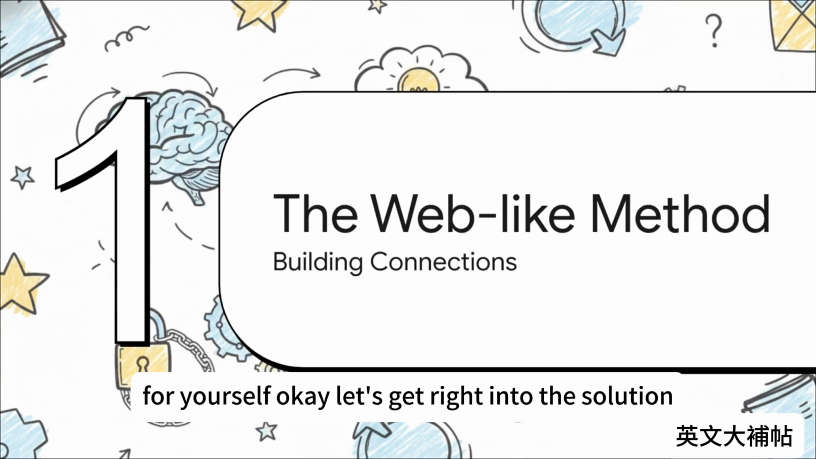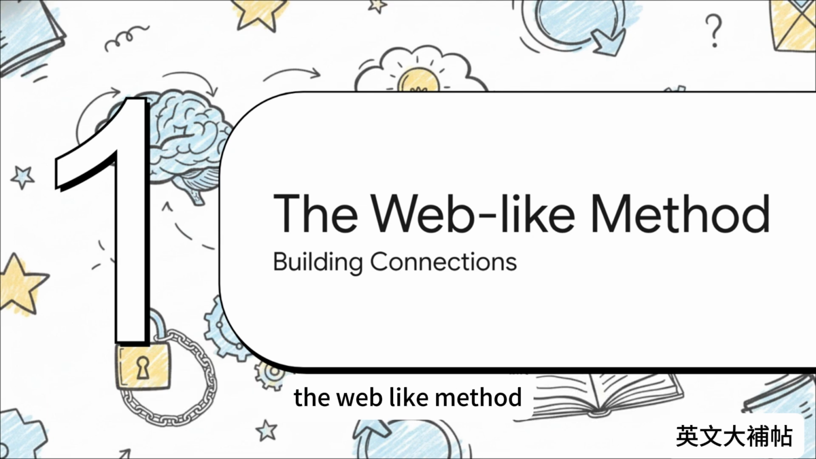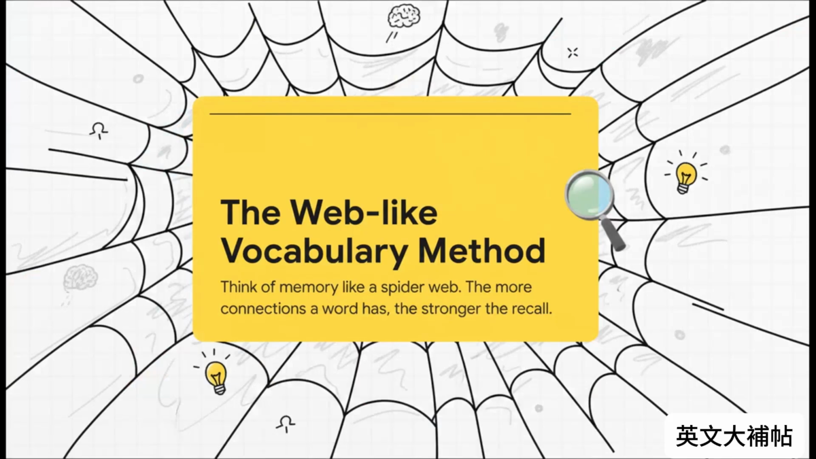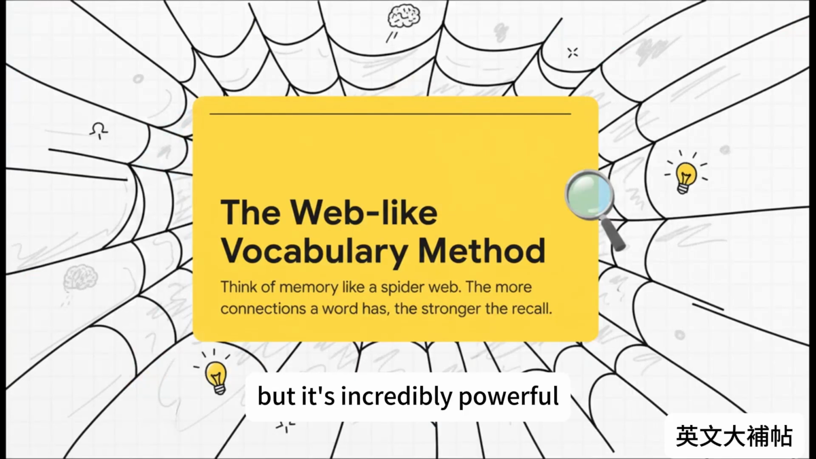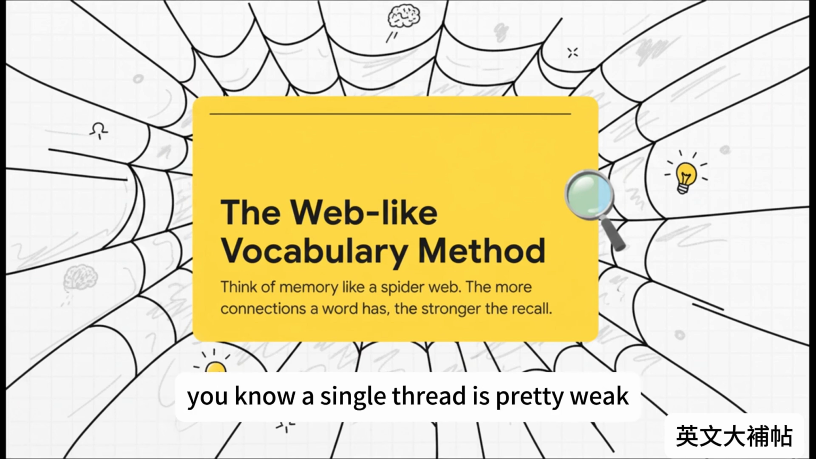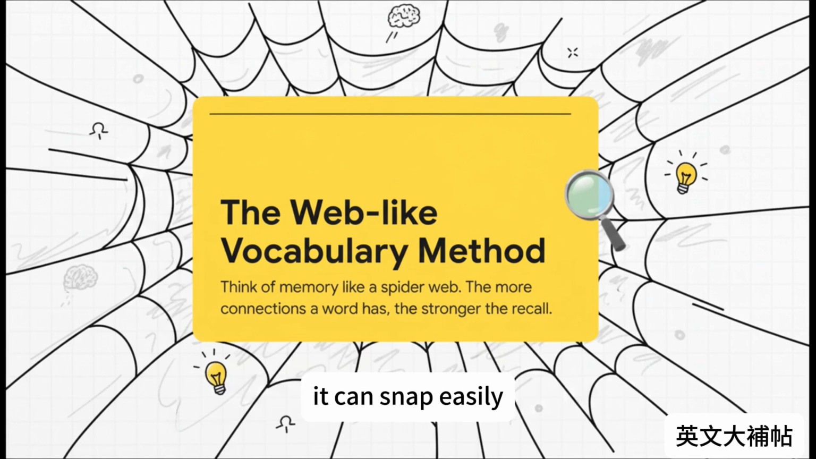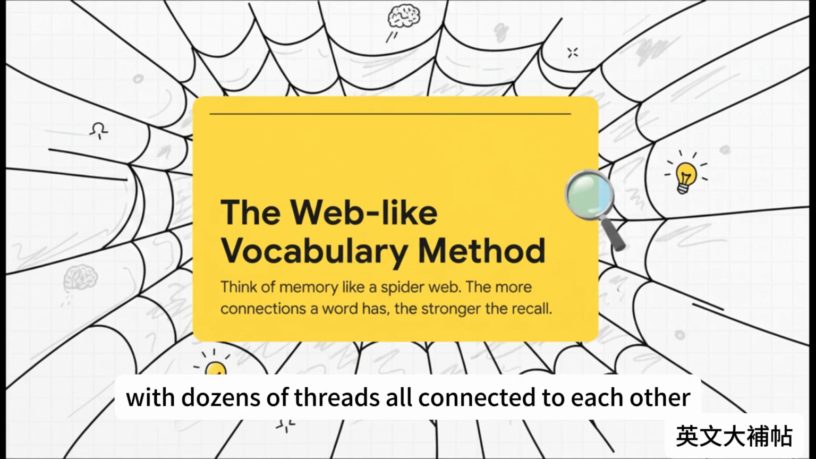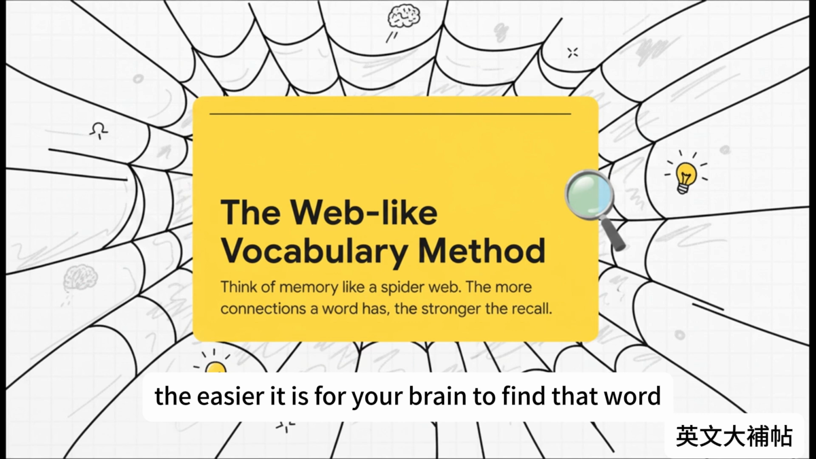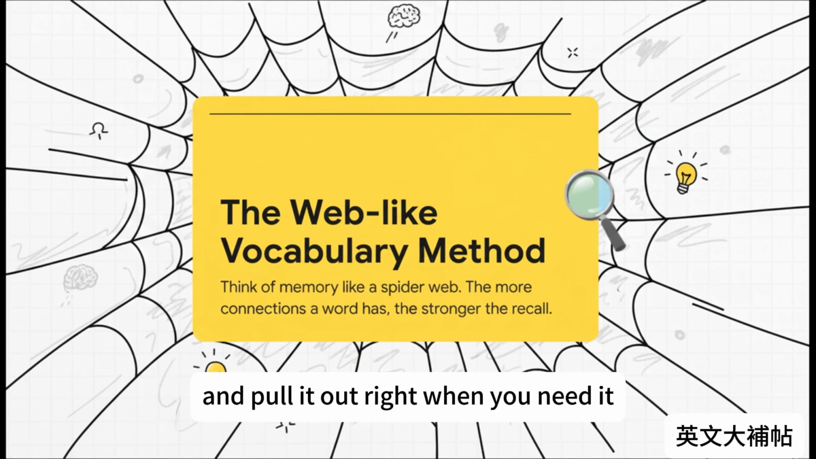Okay, let's get right into the solution, the web-like method. And it is all about building this rich, strong network of connections for every single new word you learn. The whole idea is actually pretty simple, but it's incredibly powerful. Think about your memory like a spider web. You know, a single thread is pretty weak. It can snap easily. But a web with dozens of threads all connected to each other, that thing is unbelievably strong. It's the same with words. The more connections you build, the easier it is for your brain to find that word and pull it out right when you need it.